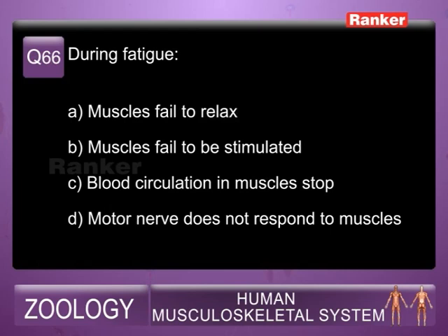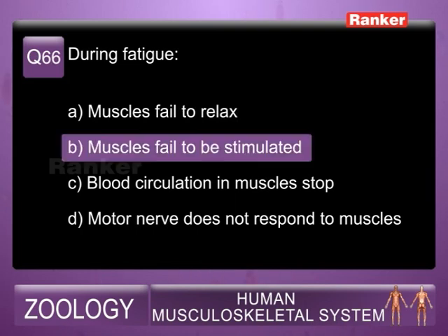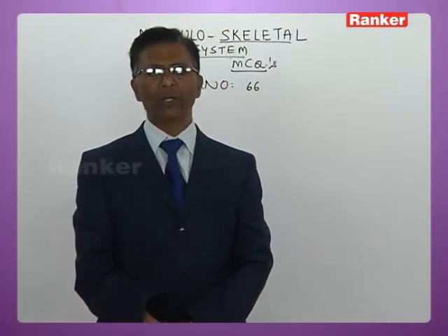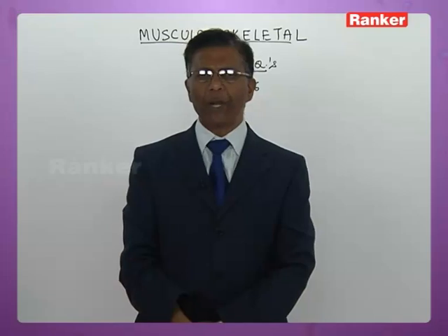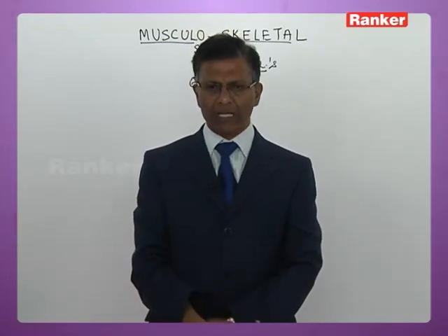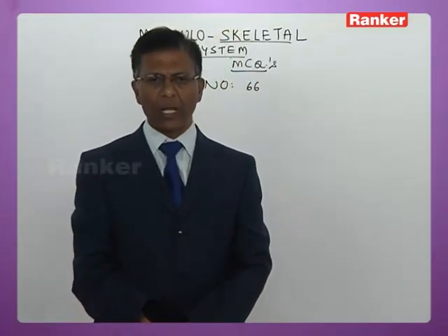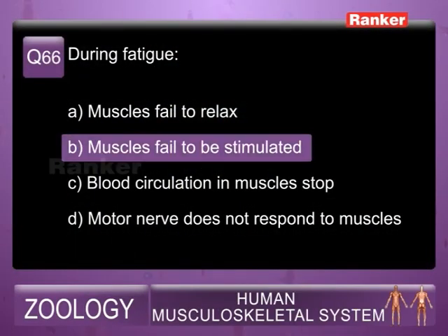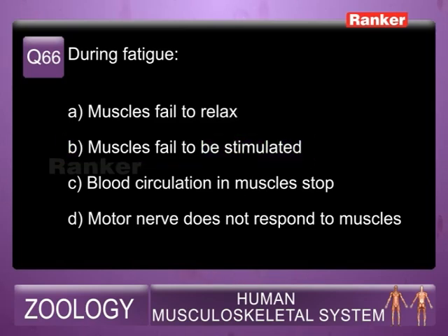66. During fatigue, A, muscles fail to relax. B, muscles fail to be stimulated. C, blood circulation in the muscle stops. D, motor nerve does not respond to muscle. So the correct answer is: muscles fail to be stimulated, because of depletion of energy and accumulation of lactic acid. Muscles stop responding to the motor nerves. So the correct answer is B. Muscles fail to be stimulated.